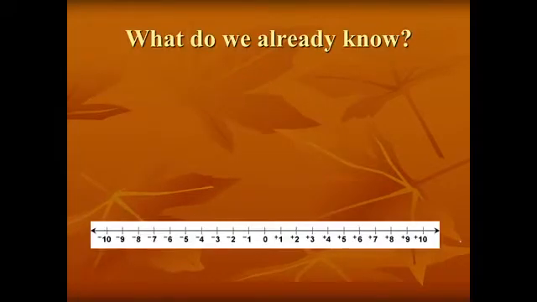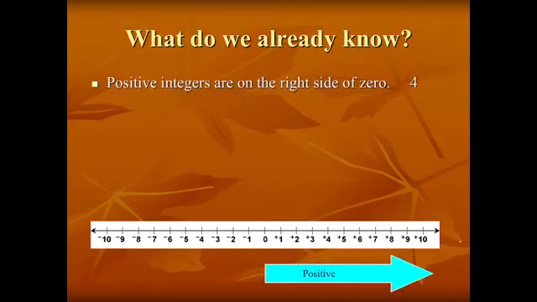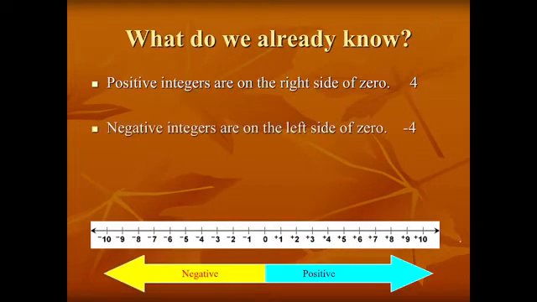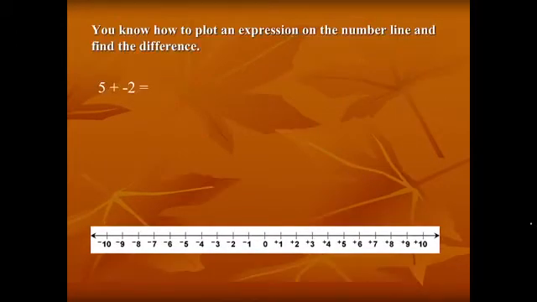Now, what do you already know? Positive integers are on the right side of 0. Negative integers are on the left side of 0. So, an example of that is positive 4. An example of a negative integer is negative 4. And take note, the middle there is the 0 integer. And this means that they are opposites. Okay? Now, let's now begin.